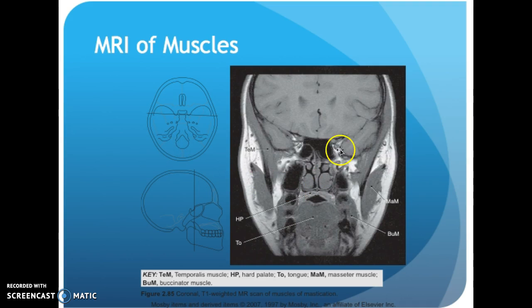So we're looking at an MRI T1 sagittal. Here's your masseter muscle. Your buccinator is here. This is your hard palate. Bones look very different on MRI than they do on CT. And your temporalis muscle coming down here.